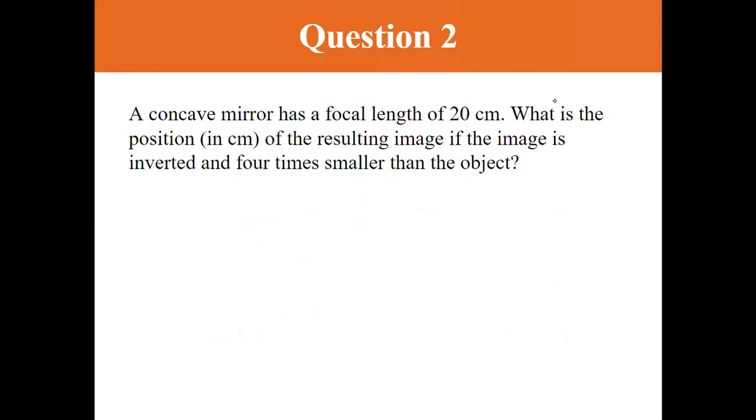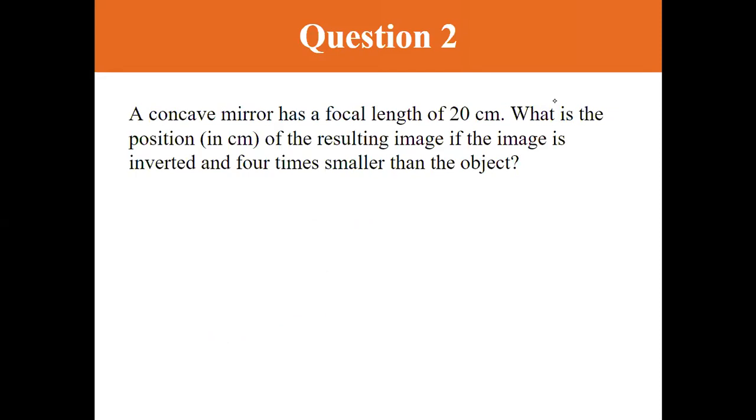So, a concave mirror. In this question, we're told it has a focal length of 20 centimeters, and you have to find the position of the resulting image. You don't know where the object is, you just know that the image is inverted and 4 times smaller than the object. To figure this out, we need to understand if the image is in front of or behind the mirror.